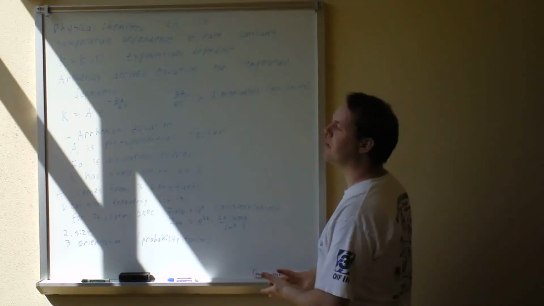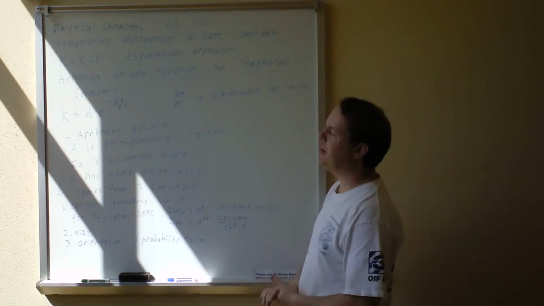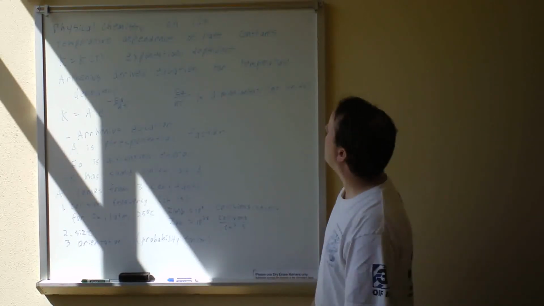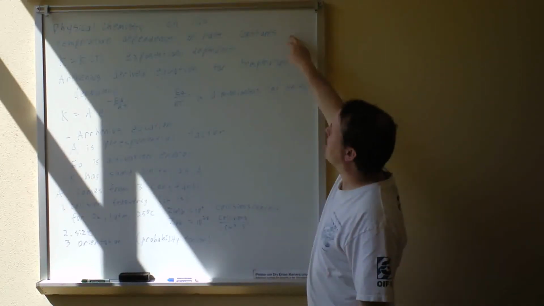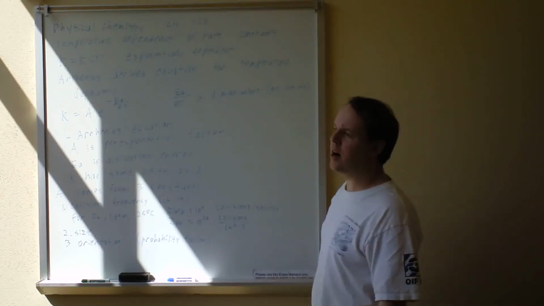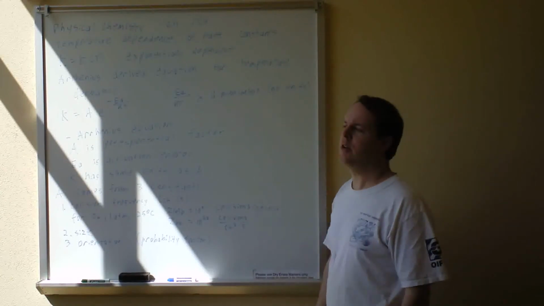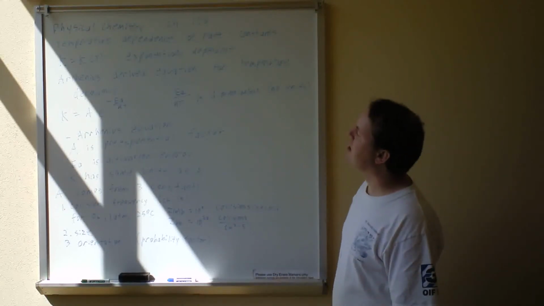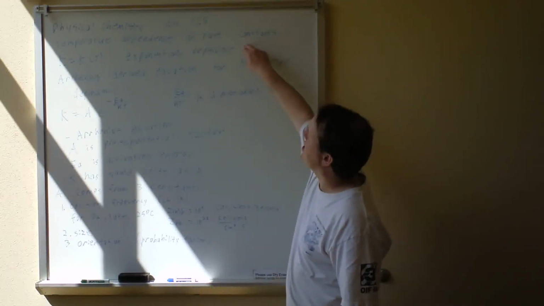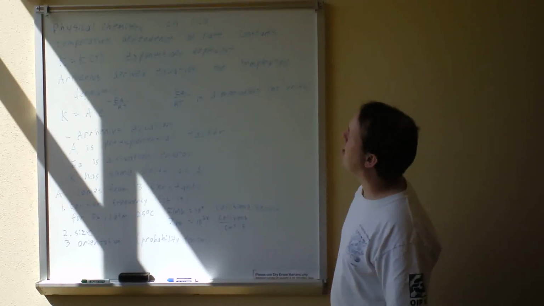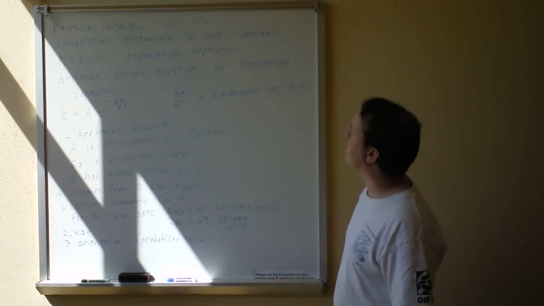Okay, physical chemistry, we're doing chapter 17. We skipped section 7 in case you didn't notice. We're doing section 8 now. This is where we're going to talk about the temperature dependence of rate constants. Now we mentioned before that the rate constants are slightly dependent on pressure, but they are extremely dependent on temperature. In fact, the rate constants are exponentially dependent on temperature.